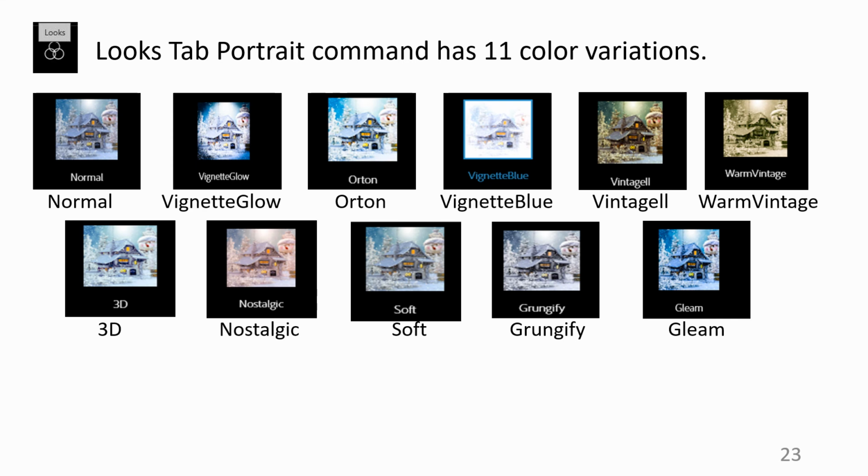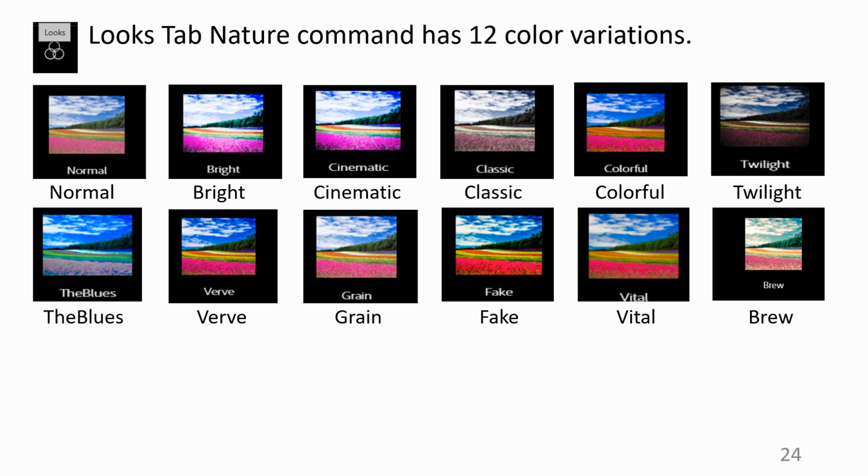Looks tab portrait command has 11 color variations: normal, vignette glow, Orton, vignette blue, vintage 1, warm vintage, 3D, nostalgic, soft, grungified, gleam. Looks tab nature command has 12 color variations: normal, bright, cinematic, classic, colorful, twilight, the blues, verve, grain, fake, vital, brew.